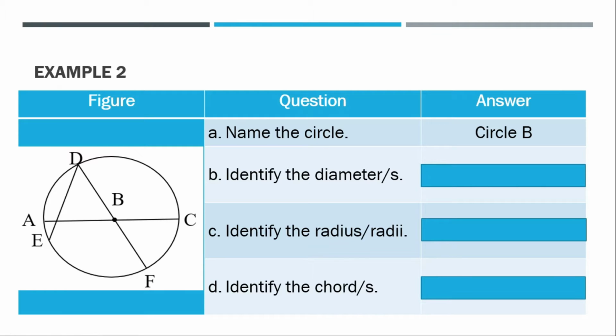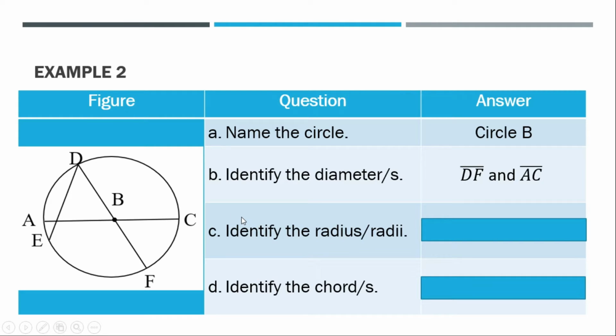The next question is, let's identify the diameters. We will again identify what our diameters are. We again have 1, 2. So we have two diameters. These are line segment DF and line segment AC.